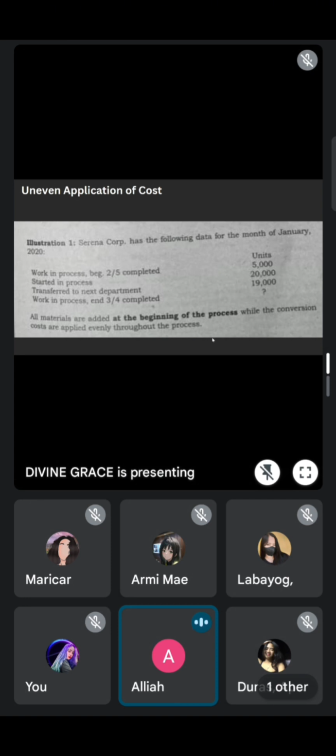Ito, kapag sinabing all materials are added at the beginning of the process, ibig sabihin, yung EUP for materials will be 0. Dahil ngayong materials were already added last month, and the units that started this month, which includes the started in process, finish, and transferred, and work in process, will have 100% stage of completion.